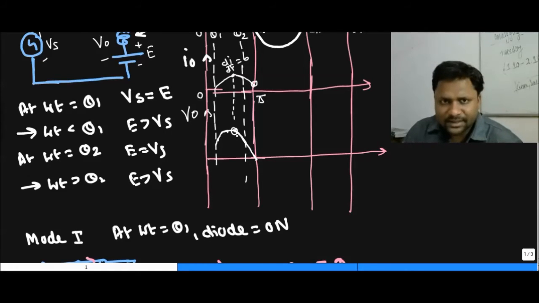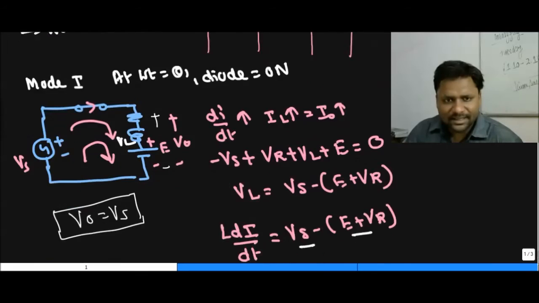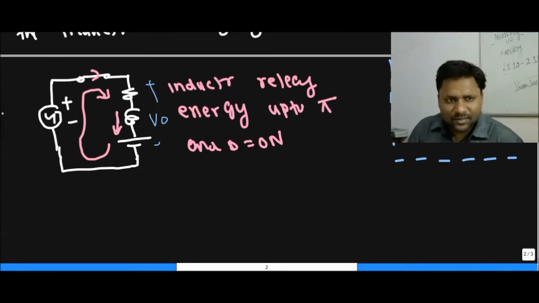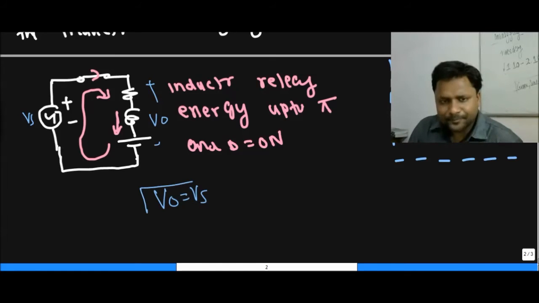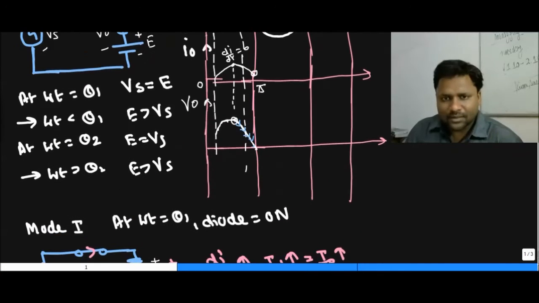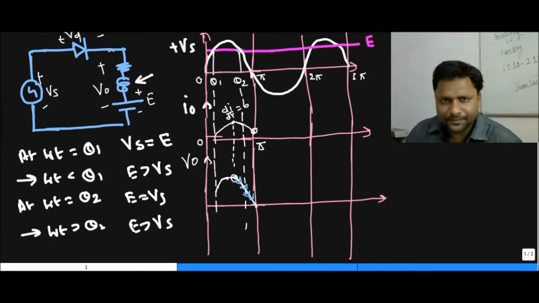Why is it going to be like this? Why can we say that it is approaching the same function? Because if the inductor is releasing the energy, the output voltage, we are assuming, is plus minus Vs, equal to the source voltage. So output voltage basically tries to follow the source voltage. The source voltage is going to be like this. This is the same waveform.